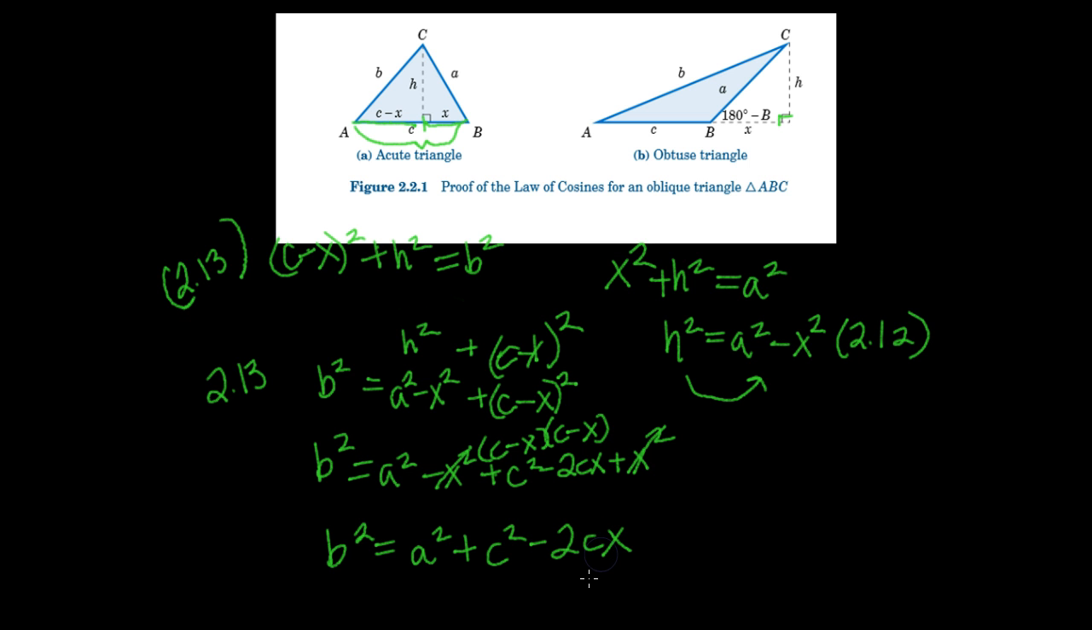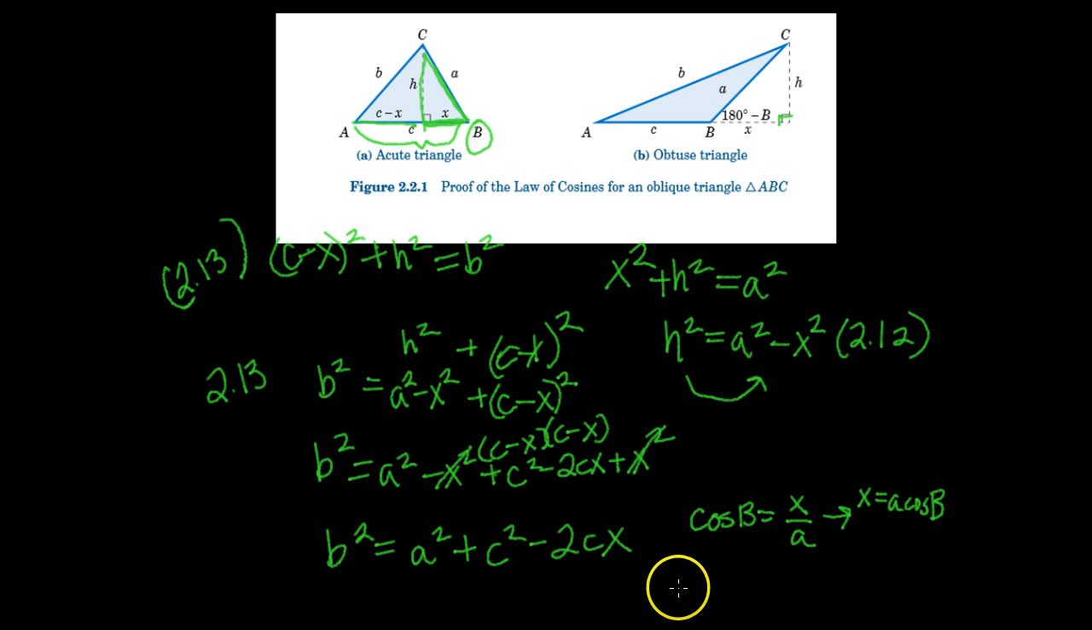Okay, so in the case of the acute triangle, we can use the idea that the cosine of b is equal to adjacent, which is x, over a. Do you see that? Here's the angle. Here's my right triangle. So the cosine of this angle is adjacent leg over hypotenuse, which is a. That means that x is equal to a cosine b.